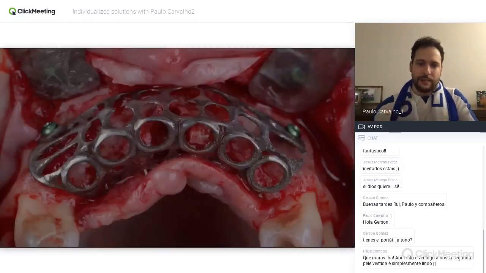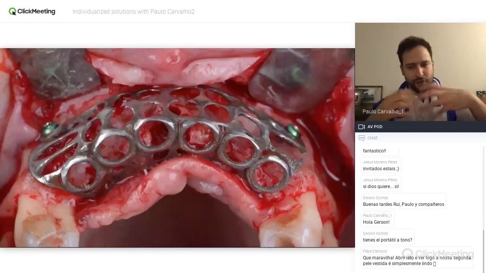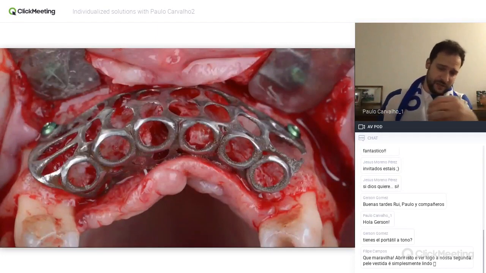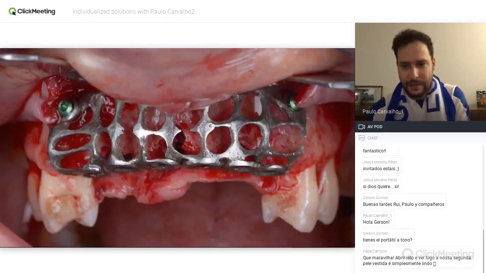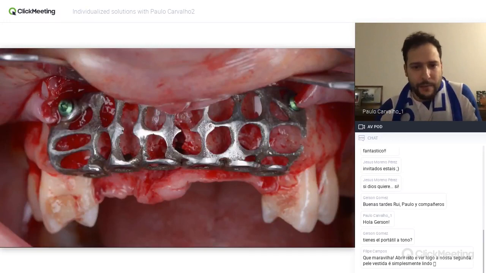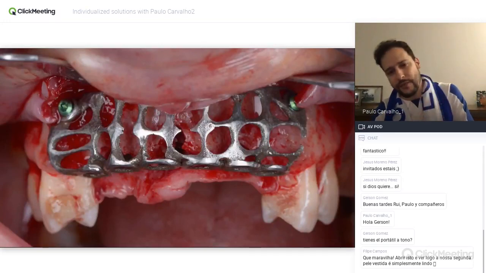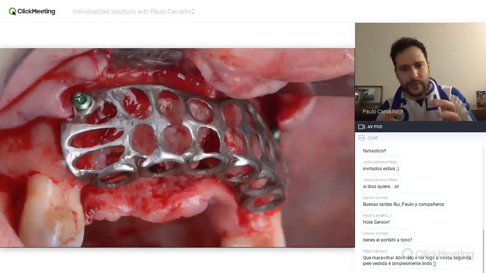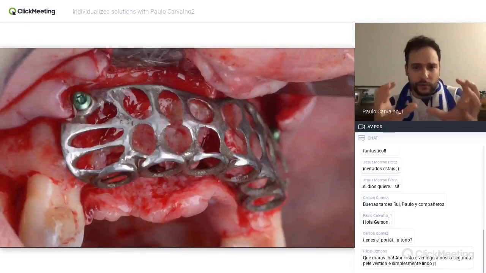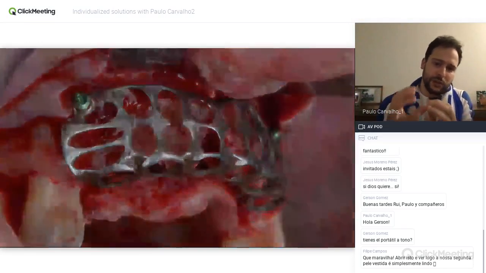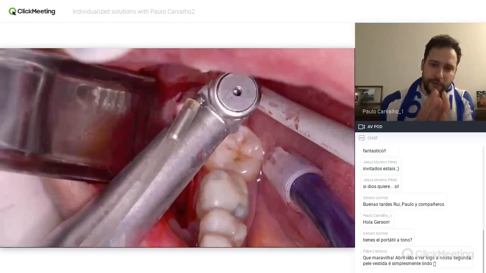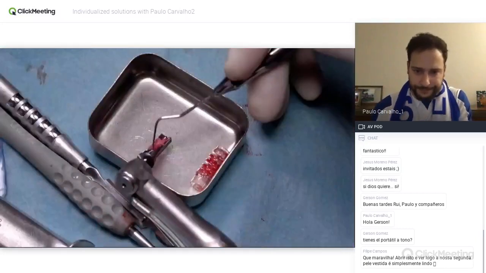I don't need to waste time bending the membrane, trying to adapt it and making errors, because of course I would make errors at that stage. And the membrane is already perfectly designed for this defect. We will reproduce the exact amount of bone in the exact position to have enough bone for my implants to be in the perfect position.